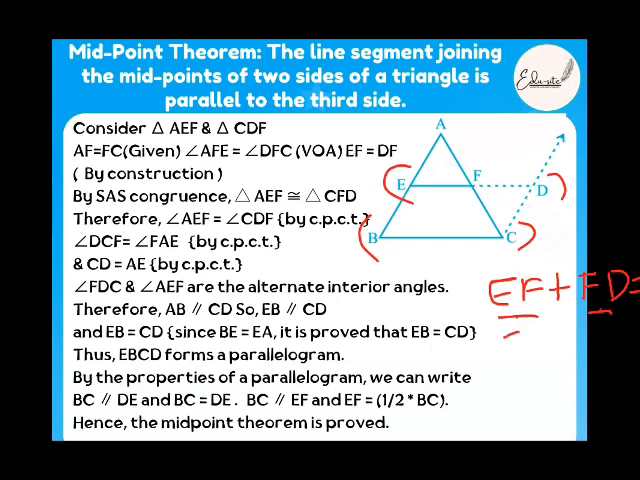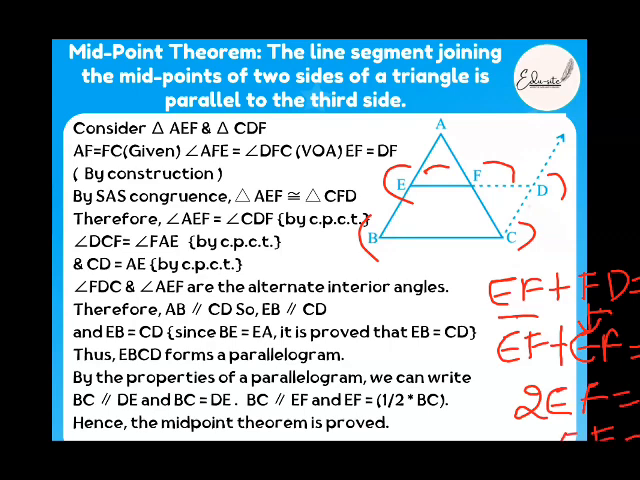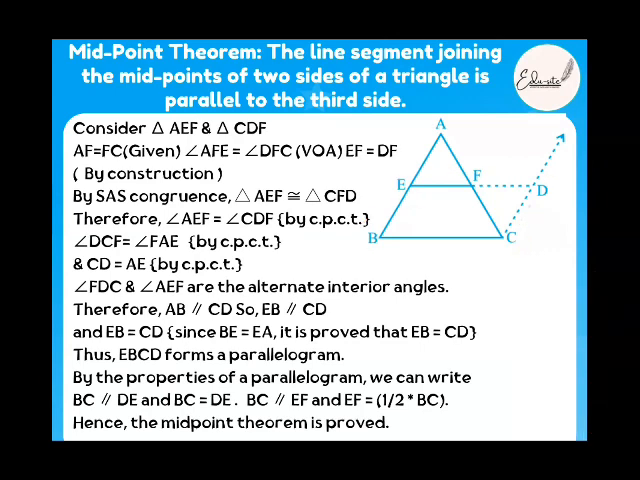What is EF plus FD? FD is nothing but it is the same as EF, right? FD is equal to EF. Instead of FD, we can write EF. So EF plus EF is equal to BC. 2 times EF is equal to BC, and EF is equal to half of BC, correct? If you send the 2 to this side, then it becomes half. So EF is equal to half of BC. This is your midpoint theorem. Do you understand, beta?